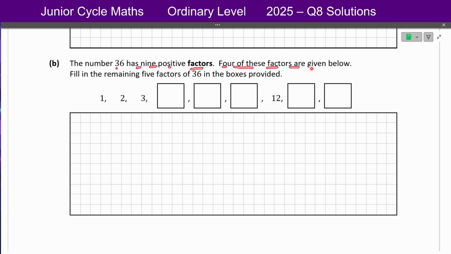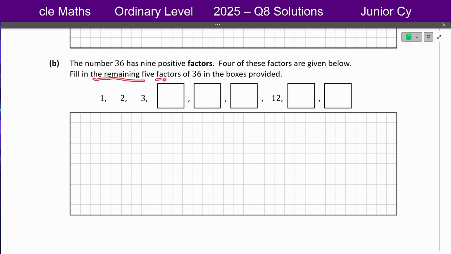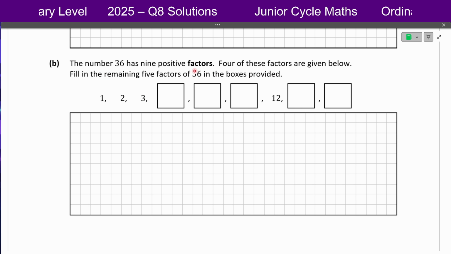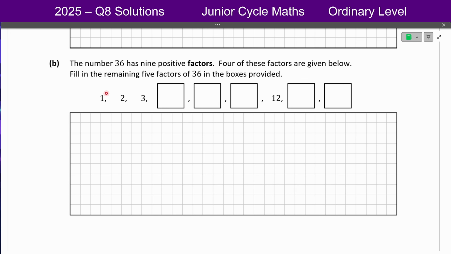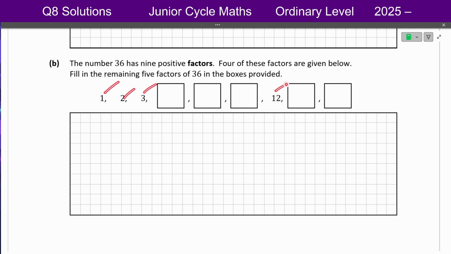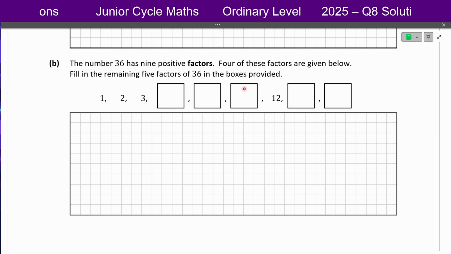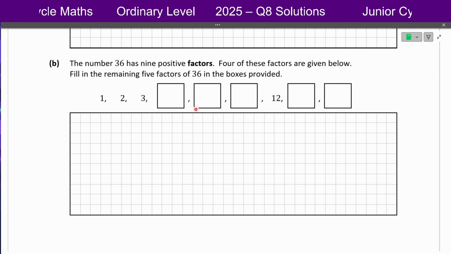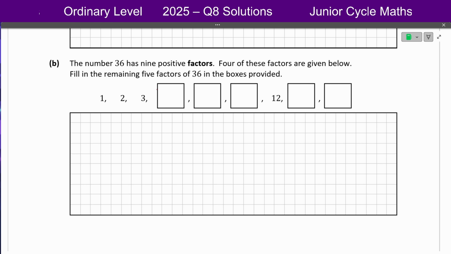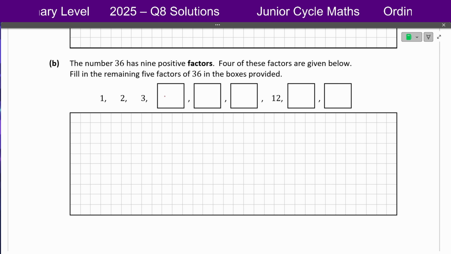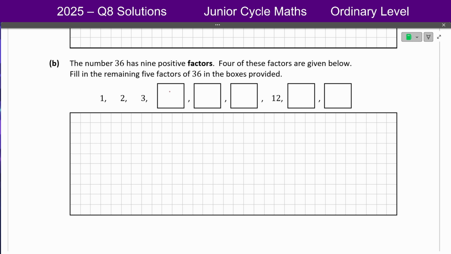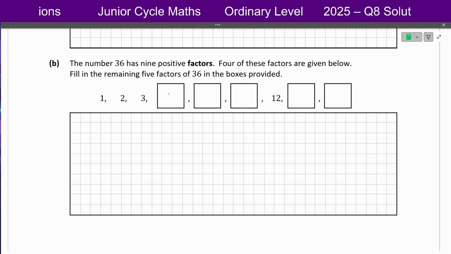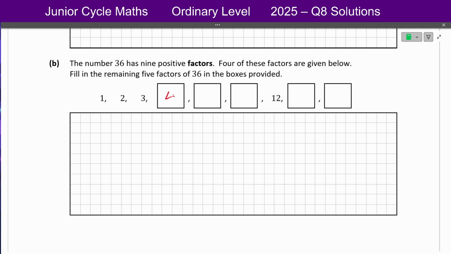4 of these factors are given below. Fill in the remaining 5 factors of 36 in the boxes provided. So we have 9 factors of 36, and we know that 1, 2, 3, and 12 are factors of 36. So we need to fill in the remaining factors of 36 in the boxes provided. If we start with, for example, the number 4: 36 divided by 4 is 9, meaning that 4 is a factor of 36. So we can write down the number 4.